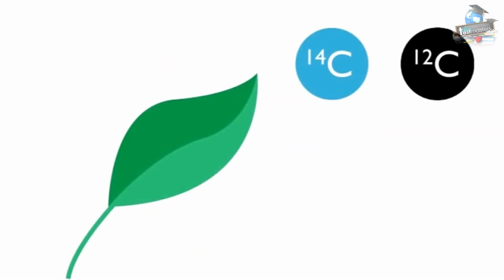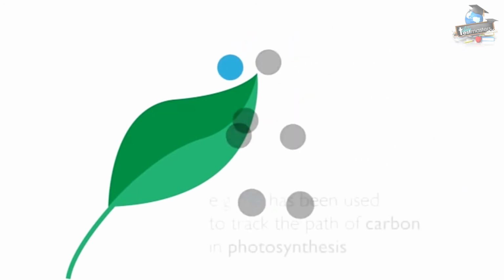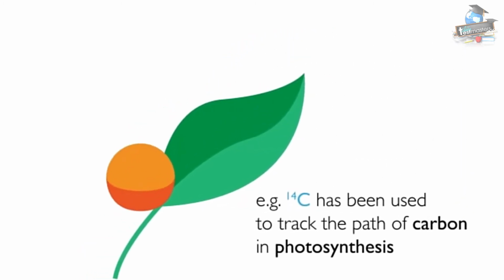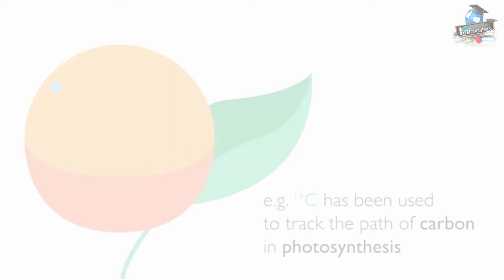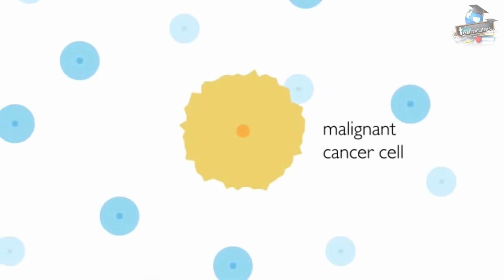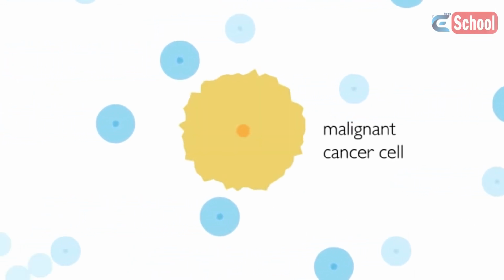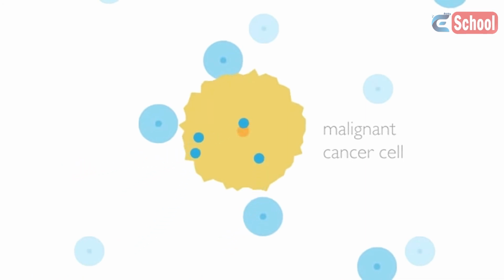Tracers can be used by chemists to understand how a reaction works. Atoms of radioisotopes can act as markers, allowing chemists to follow how a reaction sequence occurs. And of course, radioisotopes are also used in radiotherapy to kill malignant cancer cells.